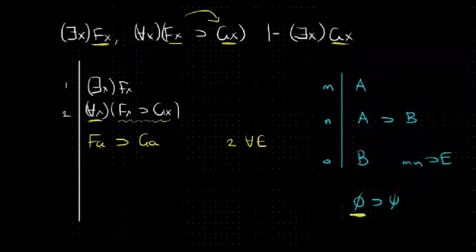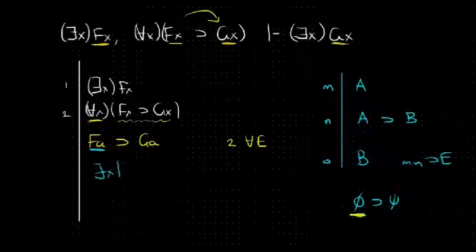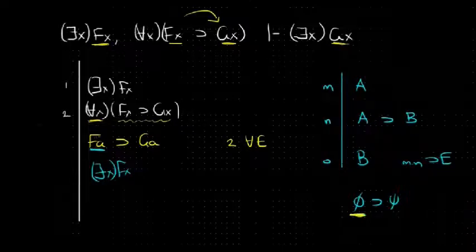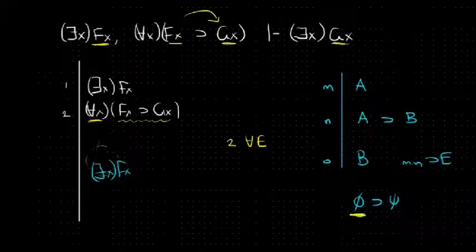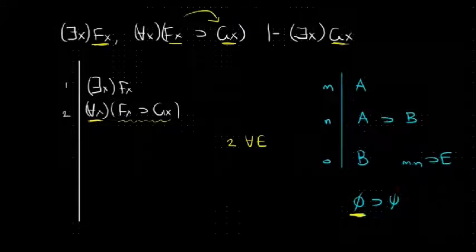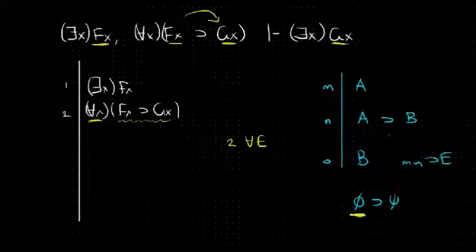Our problem is that we need this exact formula. Right? We need Fa, and what we have is there exists an x such that Fx. Okay, so that is not going to work to allow us to derive anything from here. So we're going to need to take a different route. And what we're going to need to do is an existential elimination.